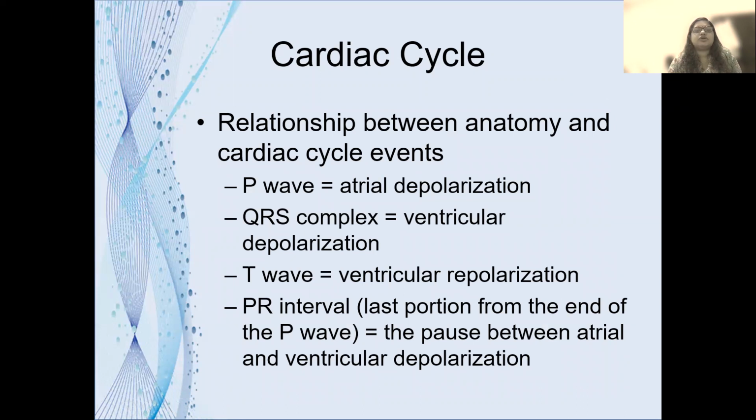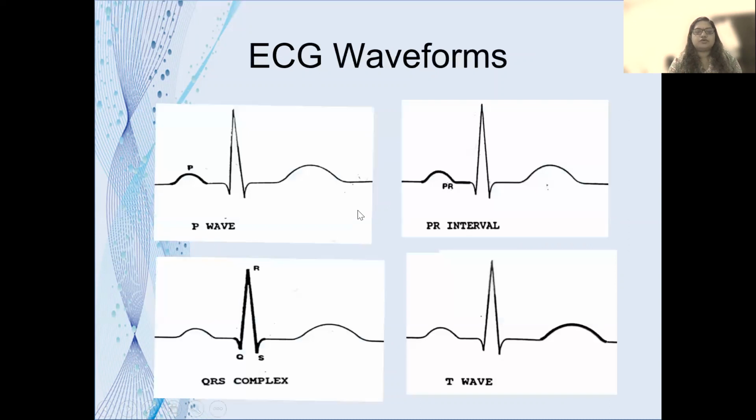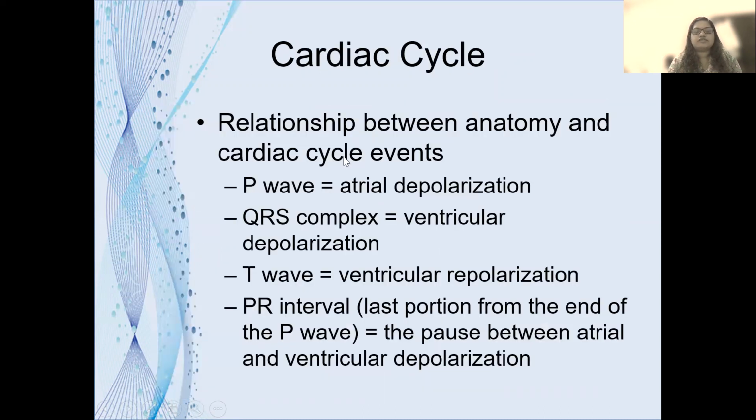Now, what is the relationship between the ECG waveforms and the cardiac cycle? The anatomy of the conducting pathways and the cardiac cycle and the ECG waveform. During the P wave that you saw there, you have atrial depolarization. And during the QRS complex, there is ventricular depolarization. The P wave is formed because of the atrial depolarization, and the QRS complex is formed because of the ventricular depolarization.